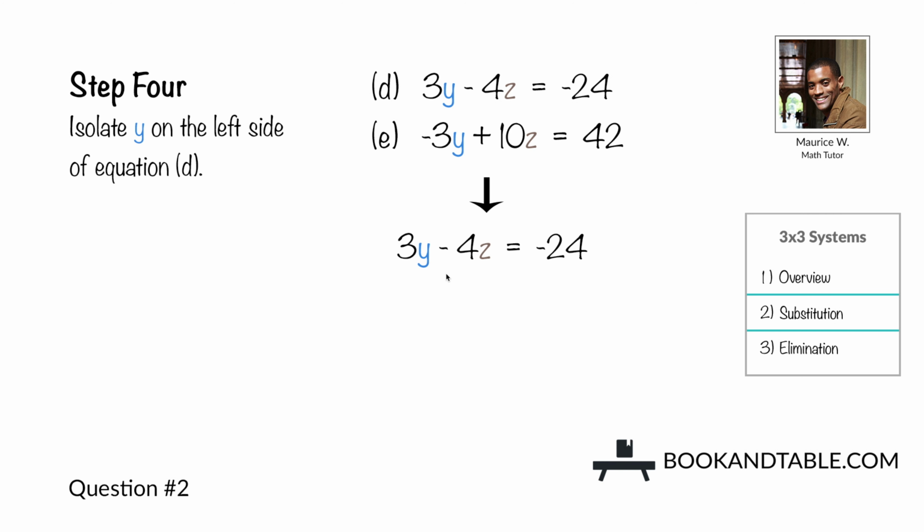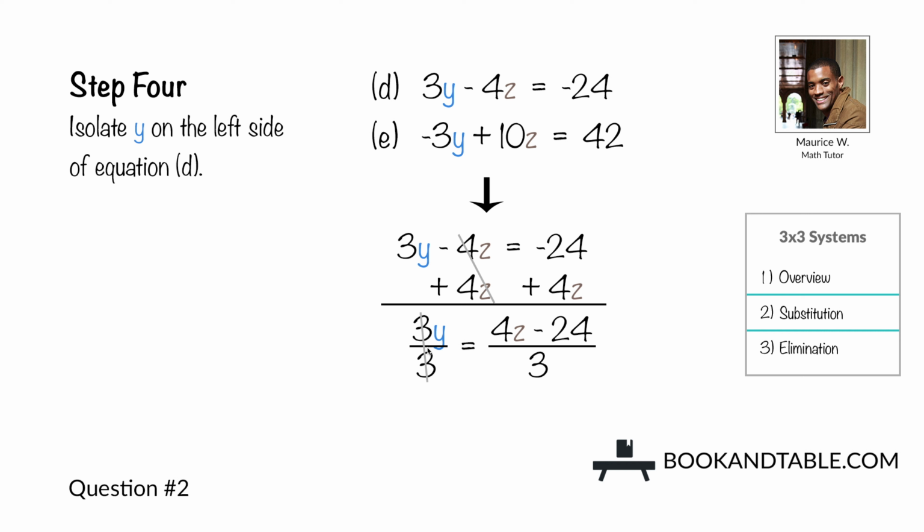So we'll first start by adding 4z to both sides, giving us 3y is equal to 4z minus 24. And now we'll divide both sides by 3, showing us y is equal to 4z over 3 minus 24 over 3, which would be 8.